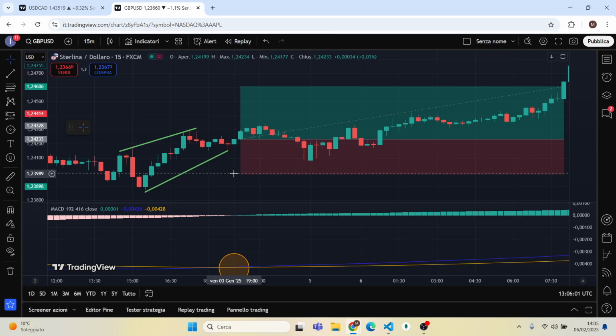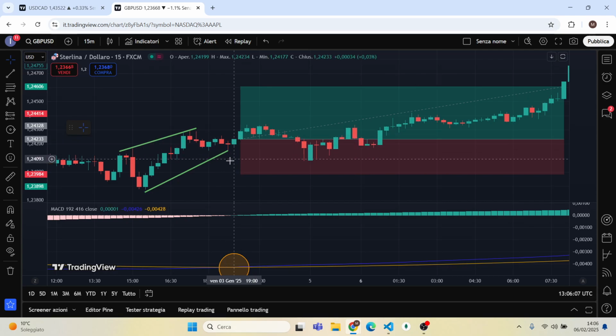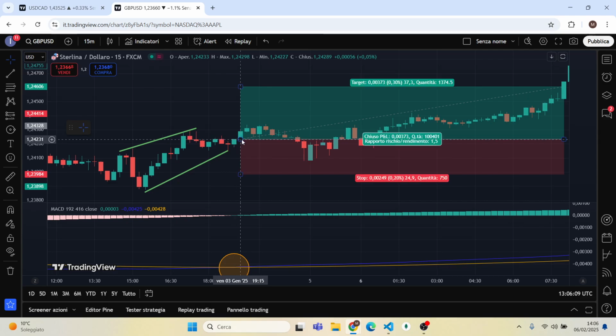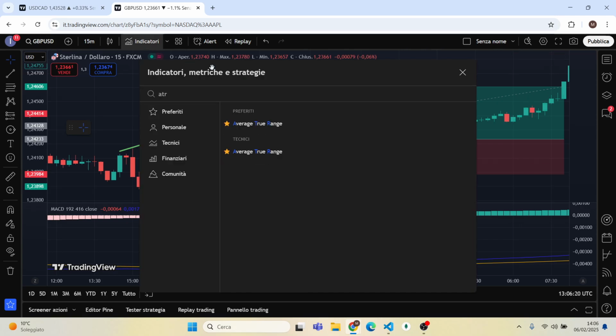And then you have to check for a bullish doji candle. And in this case it happens. So this is a doji candle. Then you can open your position at the last close, and you will set your stop loss at ATR. So if you don't know what ATR is, it is this indicator.